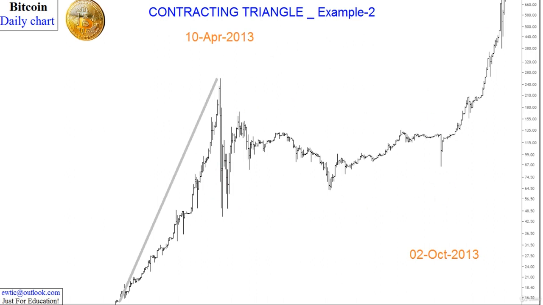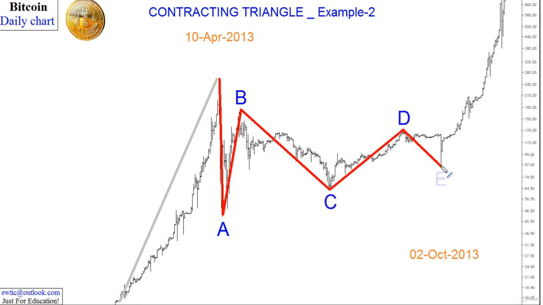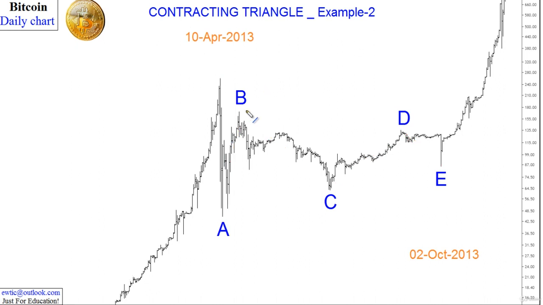And when we look closely, we have these 5 waves here, right? These 5 waves here. Let's connect these lines, and you will notice that this is a triangle, right? This is a contracting triangle because wave B is smaller in size than wave A, wave C is smaller in vertical size than wave B, wave D is smaller than wave C, and wave E is smaller than wave D, right? So this is a contracting triangle in the price chart of Bitcoin.